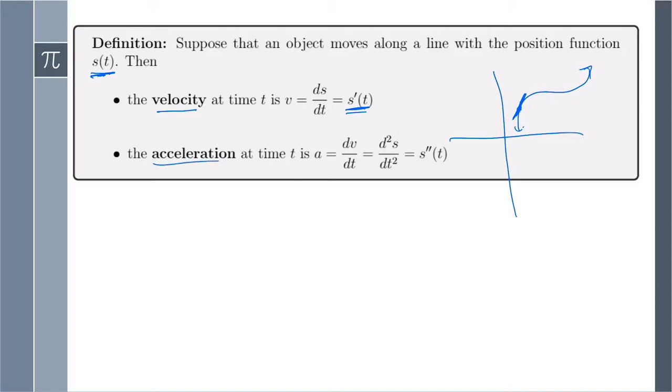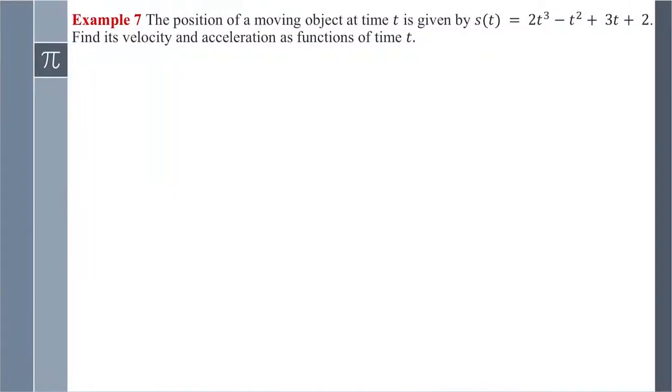Similarly, the acceleration is the rate of change of velocity. So acceleration is given by the derivative of the velocity, or the second derivative of the position function, which is s double prime of t. Let's look at an example. Here's a function that represents the motion of an object, and we want to find the velocity function. Here the position function s of t equals 2t cubed minus t squared plus 3t plus 2.